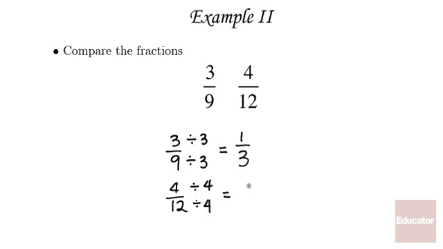So 4 divided by 4 is 1, and 12 divided by 4 is 3. So 3 9 became 1/3, and 4 over 12 also became 1/3. So these two fractions are actually the same. This is 1 over 3, 1 out of 3 parts, and this is also 1 out of 3 parts. So I'm going to write equals. These two fractions are the same.